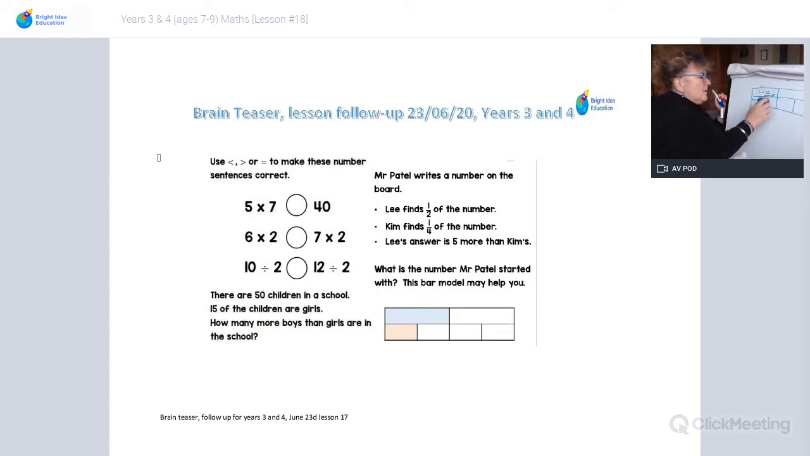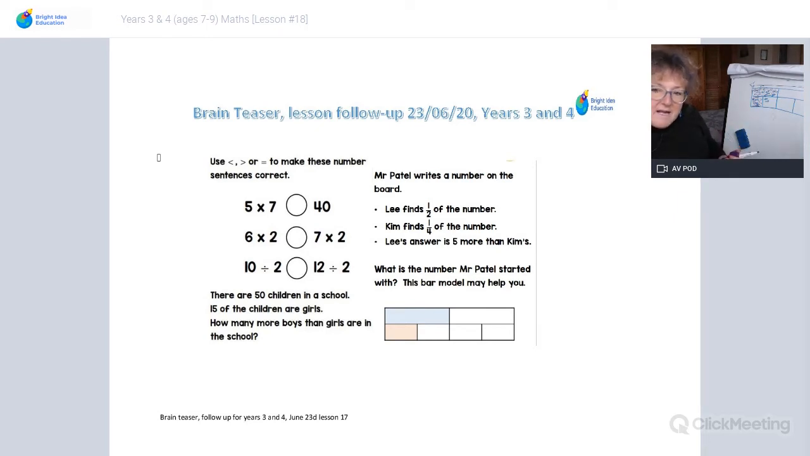On our bar model, Lee has half. Because there's the whole thing, and Lee found half of it. So there's half of it. Kim found a quarter of it. So Lee found half, Kim found a quarter.